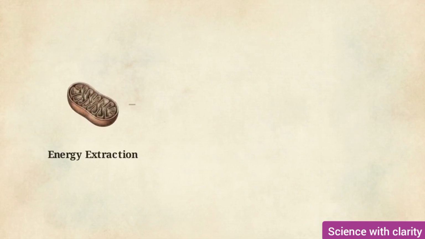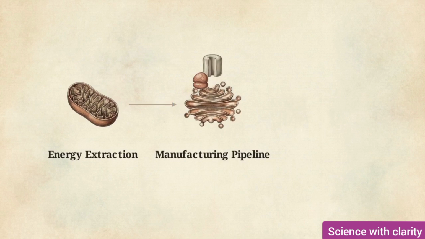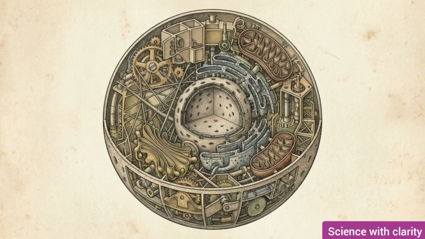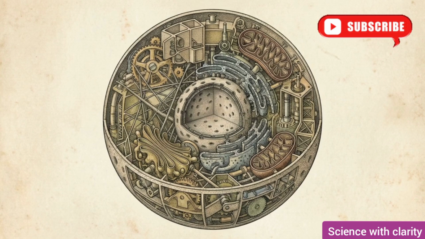Every surface function relies on the precise extraction of energy, which powers a manufacturing pipeline, which in turn executes the instructions encoded in the master DNA blueprint. This hierarchy of internal form and specialized function is what allows a single compartment to operate with the complexity and precision of an industrial machine.